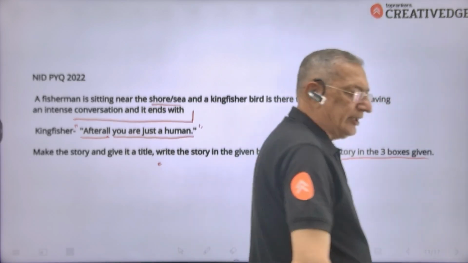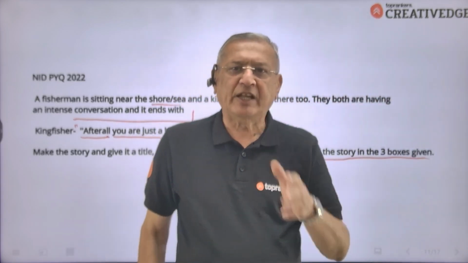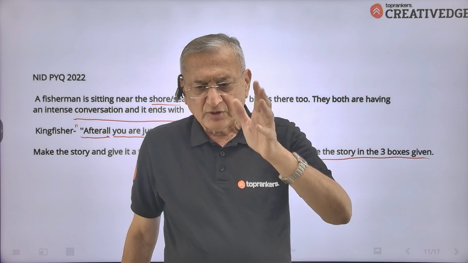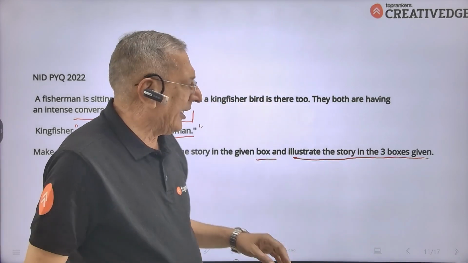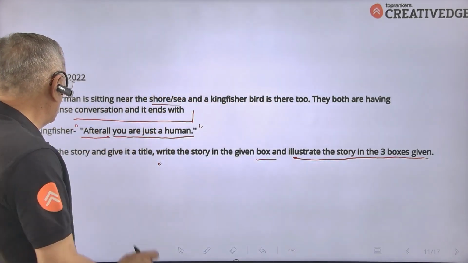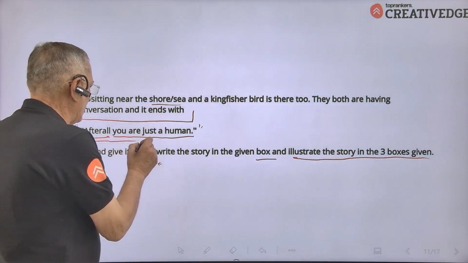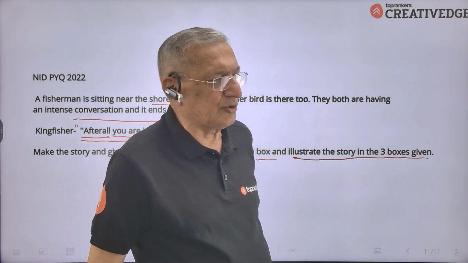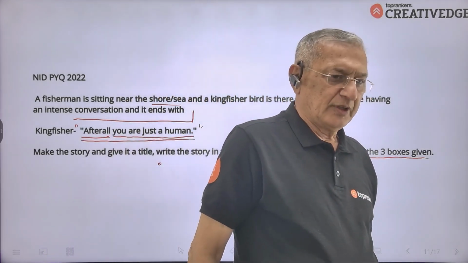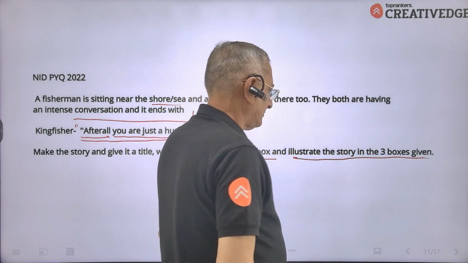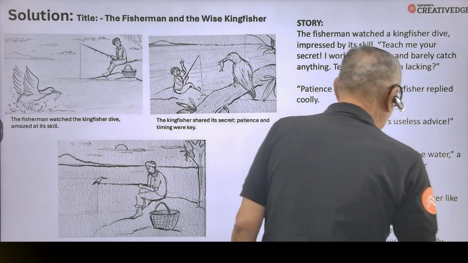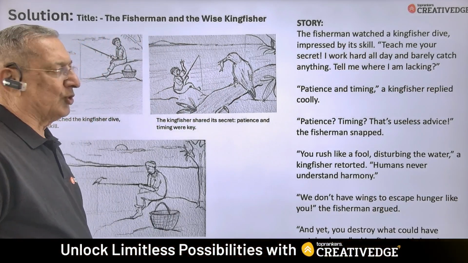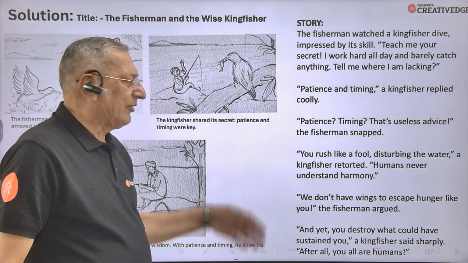So what is required here? You have to be lingual. You have to be capable of writing a story, and that should end with an already given sentence: "After all, you are just a human." So the last dialogue should be from the Kingfisher. Let's see it. Firstly, let me read the story that has been written by one of my students.